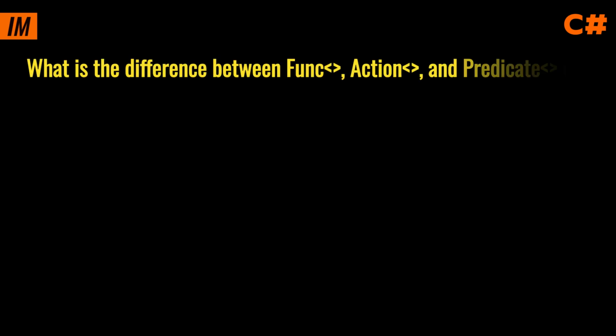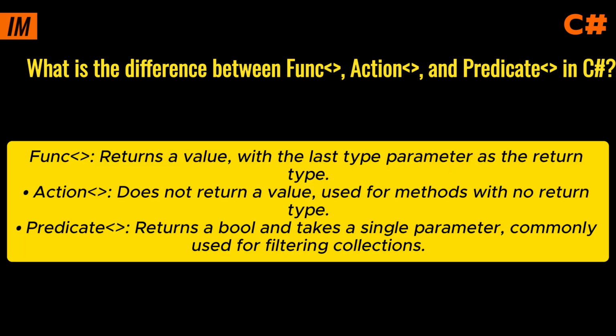What is the difference between Func, Action, and Predicate in C#? Func returns a value with the last type parameter as the return type. Action does not return a value, used for methods with no return type. Predicate returns a bool and takes a single parameter, commonly used for filtering collections.